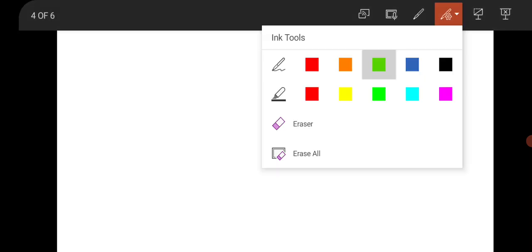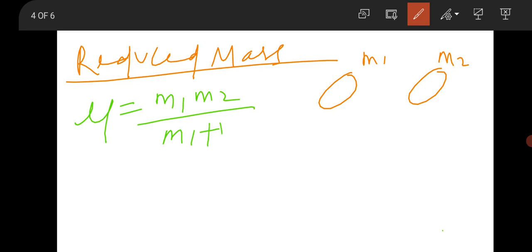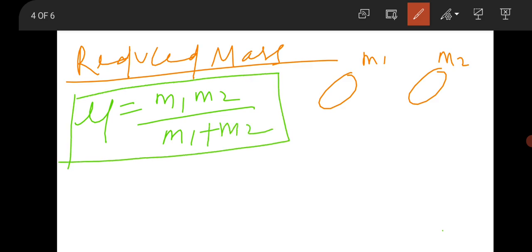Then one of the important questions is from the reduced mass concept. You will be provided with two masses, m1 and m2, and you will be asked to find the angular frequency. In order to convert this two-body system into a one-body system, you have to use the concept of reduced mass, that is mu is equal to m1 m2 by m1 plus m2. Once you have this reduced mass, you can find omega, that is root over k by mu, because here the mass will be the reduced mass. So this is one kind of question.